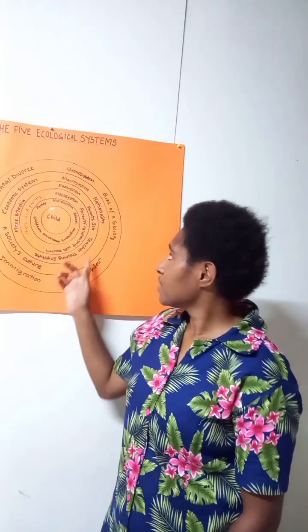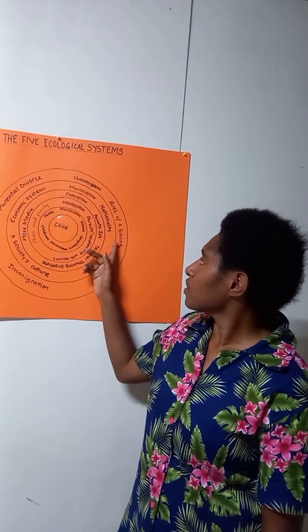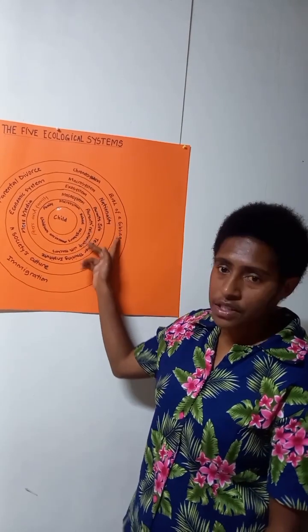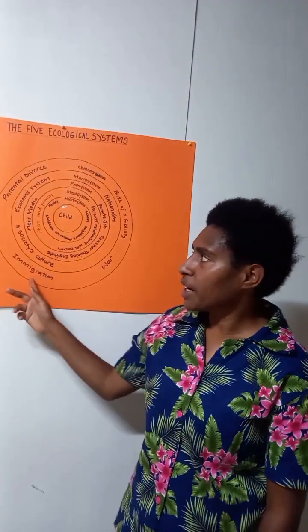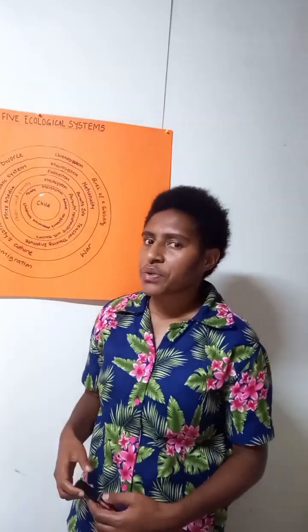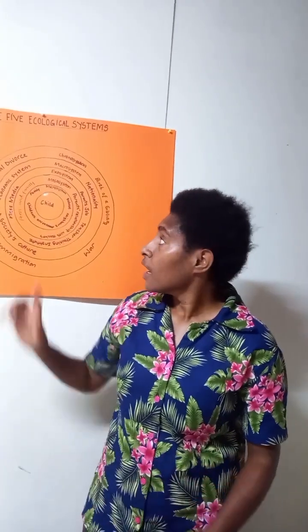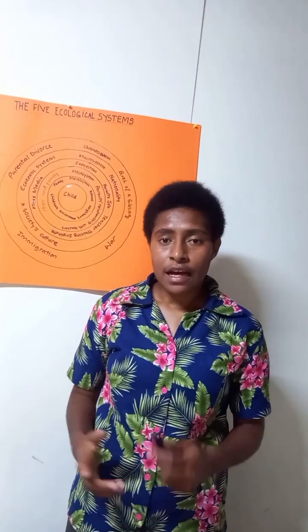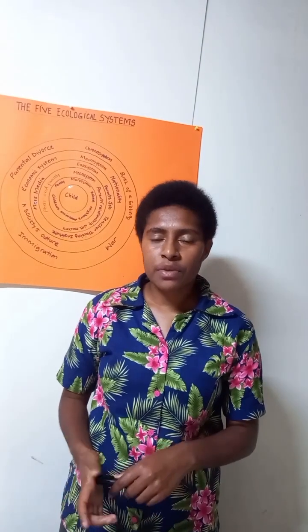For instance, these are some of the structures of the chronosystem that affect the child indirectly: the death of a sibling, war, immigration, or parental divorce. One scenario that I'll talk about is parental divorce. Now, parental divorce can have a harmful effect on the development of the child.